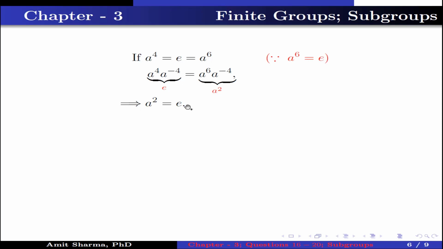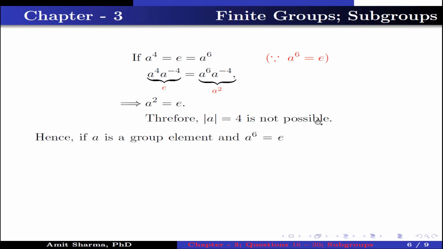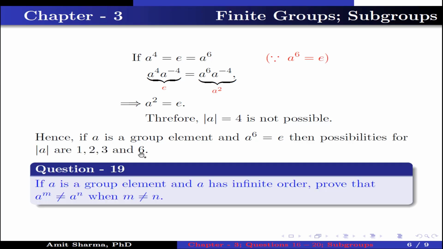This implies order of A is either 1 or 2, which is already included in the previous possibility. Therefore, order of A is 4 is not possible. Hence, if A is a group element and A to the power 6 is equal to identity, then the possibilities for order of A are 1, 2, 3 and 6.